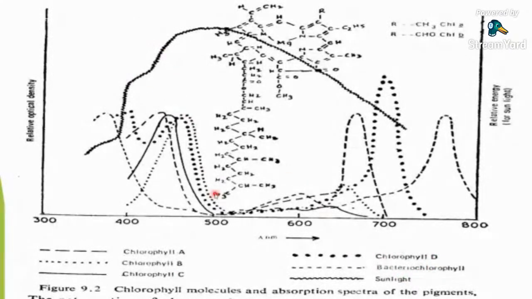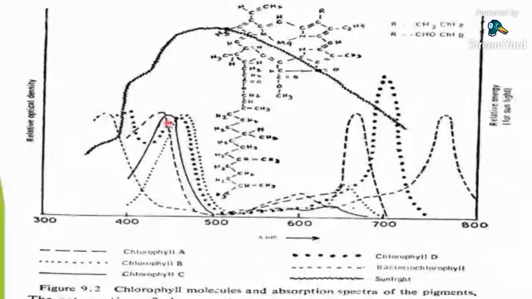So you can observe it. For chlorophyll A they have given these lines. Chlorophyll B, I think, is this one. Then the straight line is for chlorophyll C. Then the dotted structure like this is chlorophyll D. Then this structure is for bacteriochlorophyll, which has absorption in the range of about 780. And for sunlight they have given these lines.